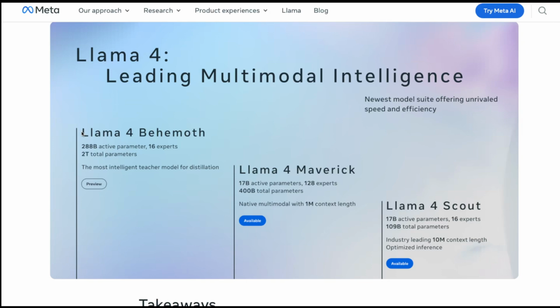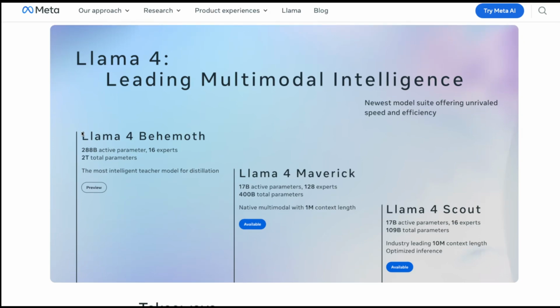As you can see, Meta is positioning Llama 4 as a leading multimodal intelligence with focus on speed and efficiency. There are three main variants. There's Llama 4 Behemoth, which is the teacher model with 288 billion active parameters, 2 trillion total parameters. Then the Maverick with 17 billion active parameters, 128 experts, 400 billion total parameters. And then the Scout with 17 billion parameters, fewer experts, 16, and then 109 billion total parameters.